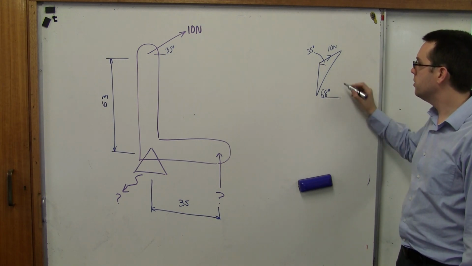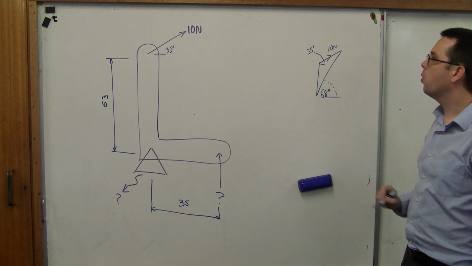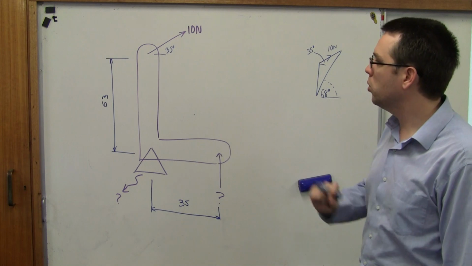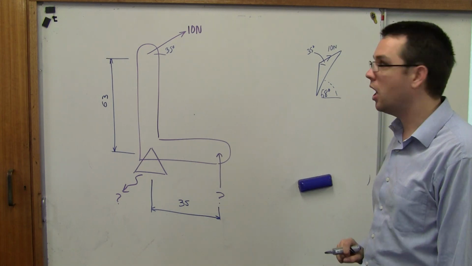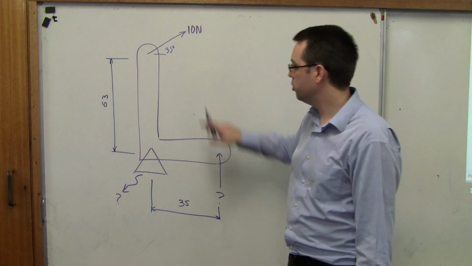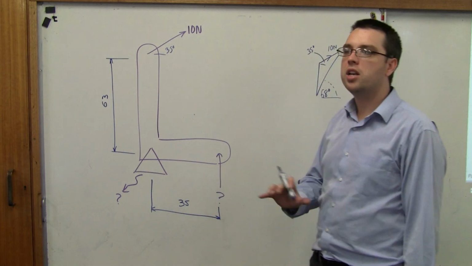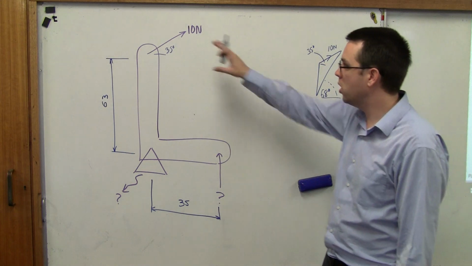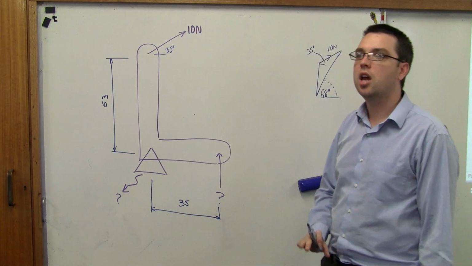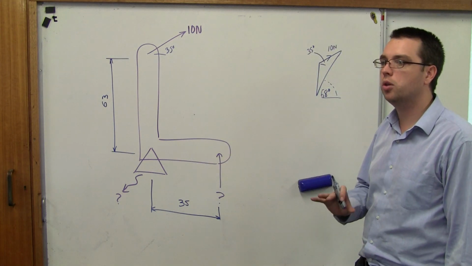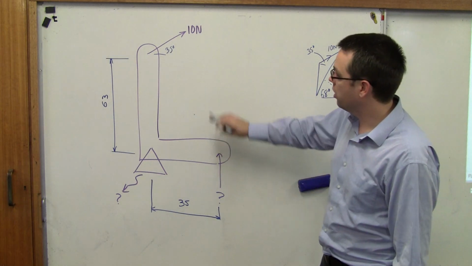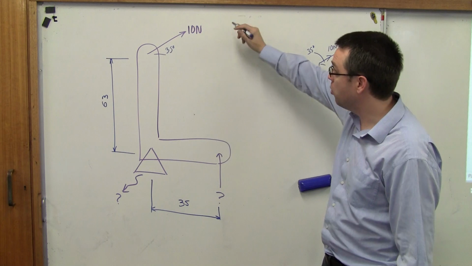To find this missing angle, I need to find the point of concurrency. Now, the rule is we know this is an equilibrium, and we know that there are only 3 forces. If there are 3 forces and they're in equilibrium, they must be concurrent unless they're parallel. They're not parallel, so this line here meets somewhere.